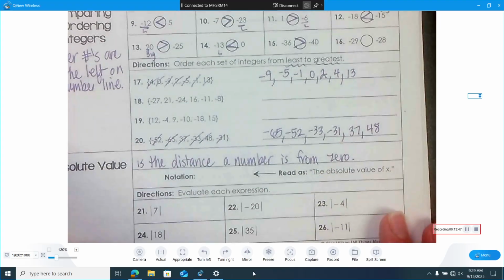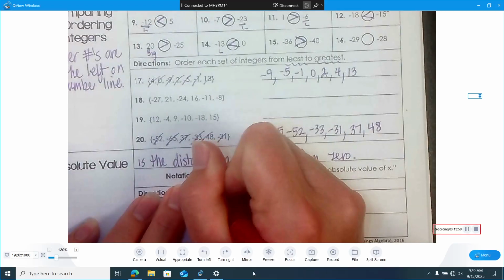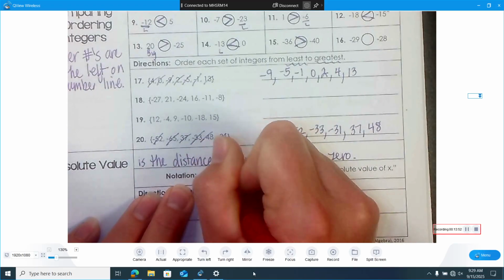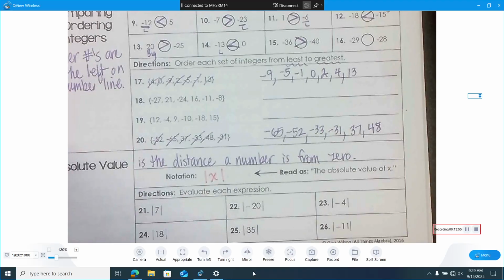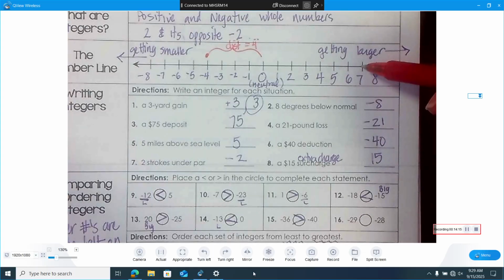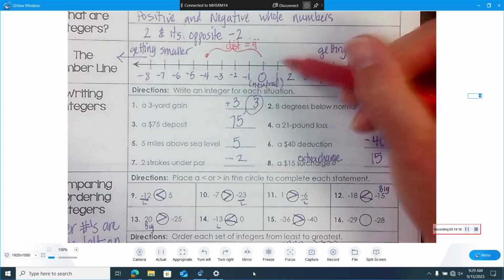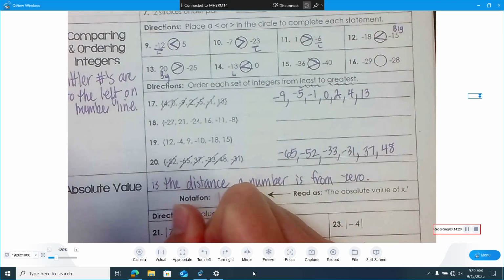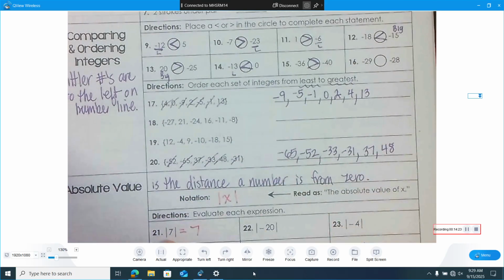We can use notation, like the absolute value of x. This is how we read it: the absolute value of x. Maybe there's a number there, like here. How would you read this statement? The absolute value of 7. This is saying, if I'm at 7 on my number line, what's my distance from 0? 7. Yes. The absolute value of 7 equals 7.